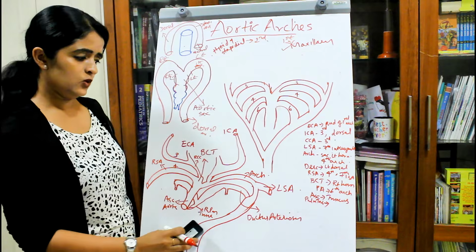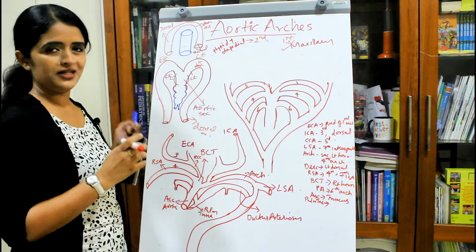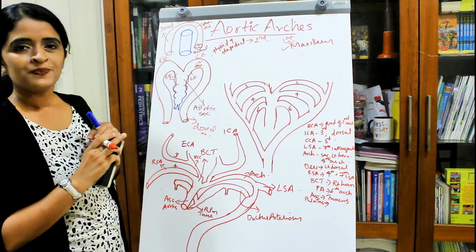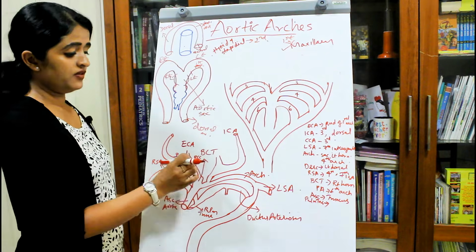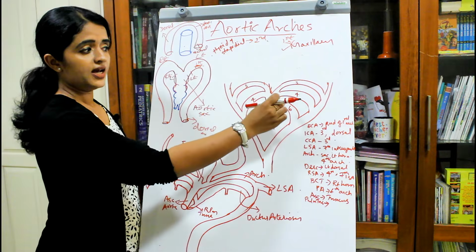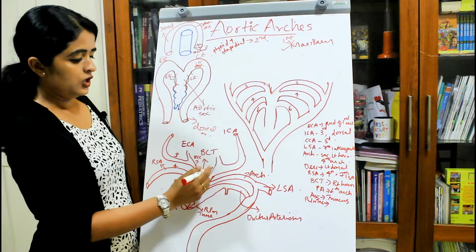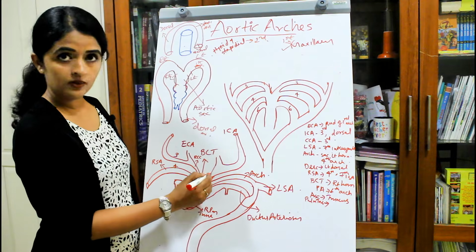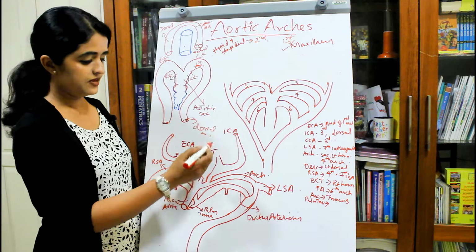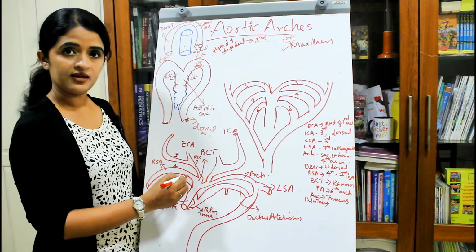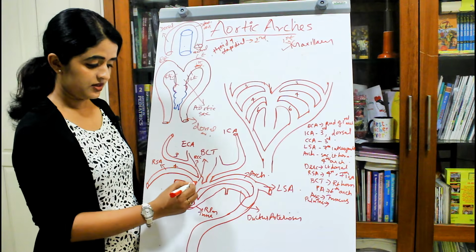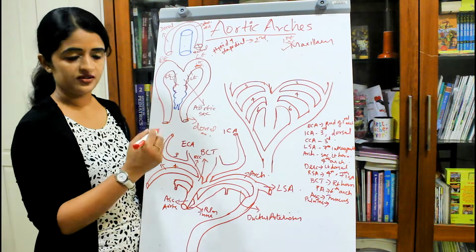Now let's see. Please have a look at this diagram. I know the diagram is a little bit awkward, but still you can see that the major structures formed from the third, fourth and sixth are, you have the common carotid and its branches on the left side. You have the right common carotid and right subclavian arising as the brachiocephalic trunk on the right side.